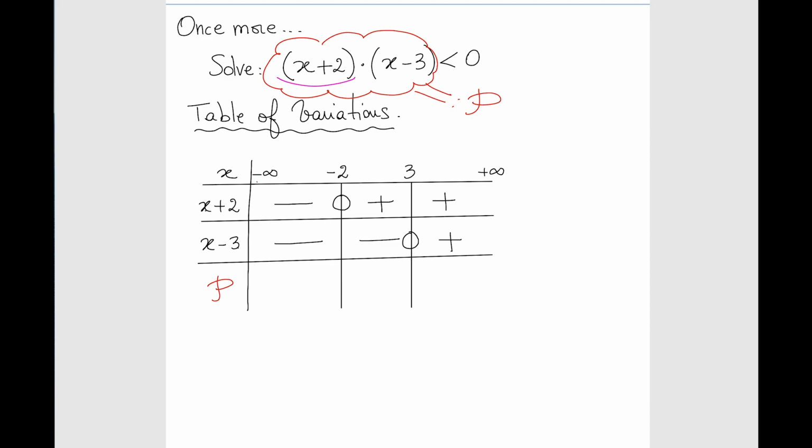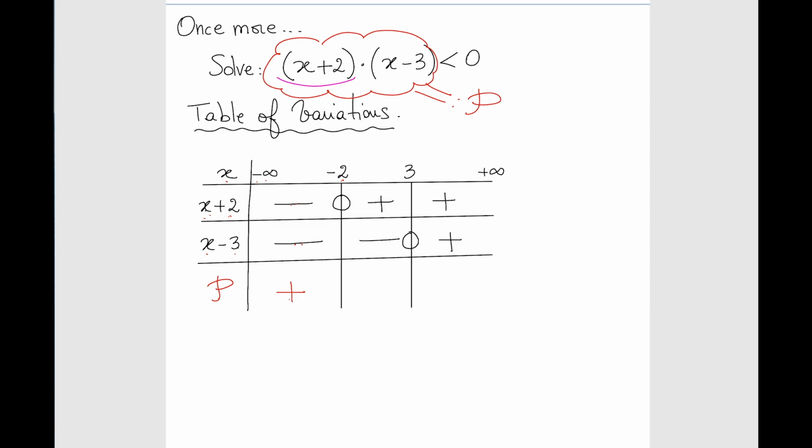And between minus infinity and minus 2, x plus 2 has a negative sign, and x minus 3 has a negative sign. So P, which is the product of the two, is going to be minus times minus, which is a plus. One more time. When x is between minus infinity and minus 2, this factor here, x plus 2, is negative. And this factor, x minus 3, is negative, which means the product P, which is negative times negative, is going to be positive.